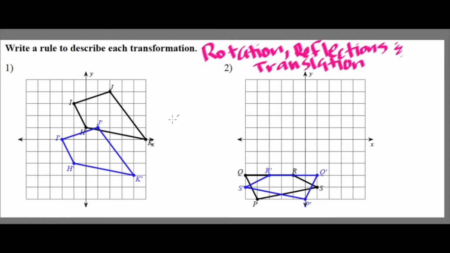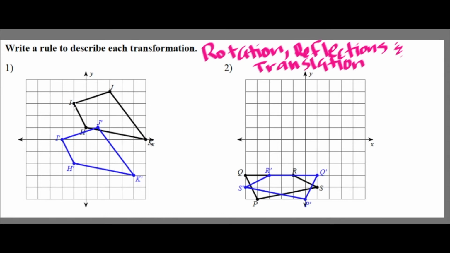Looking at number 1, I see a quadrilateral that looks like a kite. I have my original image in black and my new image in blue. Did it rotate, did it reflect, or did it translate? Just by looking at the image, it looks like it might have been translated. I can easily check by going from the original point to the new point.